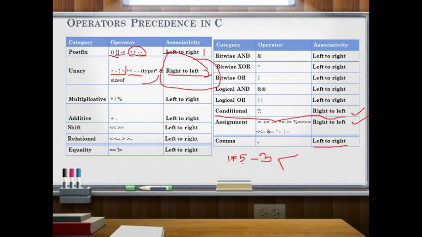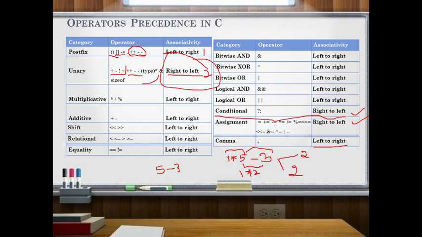How? First, if you perform these two, 5 minus 3 is 2, then into 1. The result is 2, one solution. Another one, you can perform first these two and then perform with this. That is 1 into 5 is 5, minus 3, so you will get the result 2. In this case, both results are the same, so you would not get any problem.